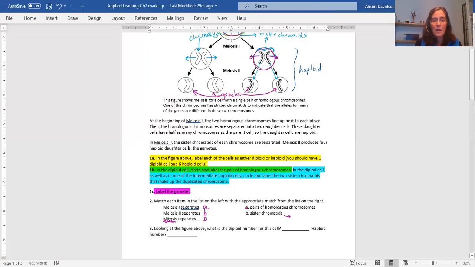All right. This final question generally causes a good number of errors. Looking at the figure above, what is the diploid number for this cell?